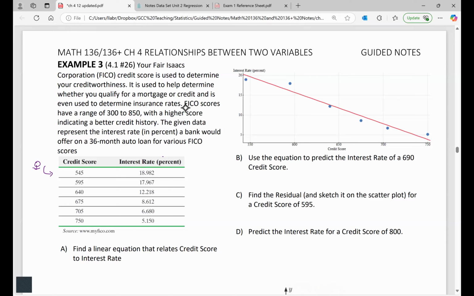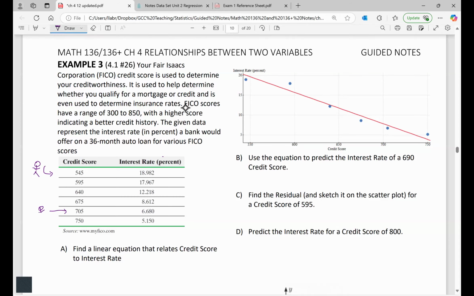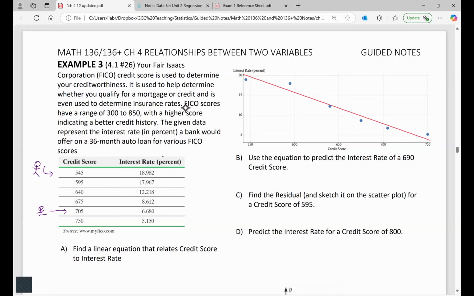So for example, if an individual with a credit score of 545 goes into this bank, it was observed that they obtain an interest rate of 18.982%, versus a person that walked in with a credit score of 705 who was offered an interest rate of 6.68. So given this data, I want you to go ahead and deal with residuals.